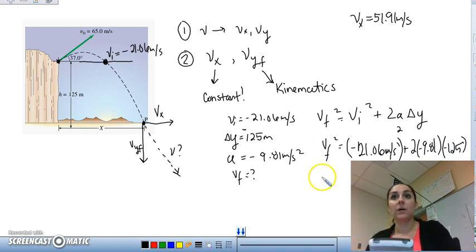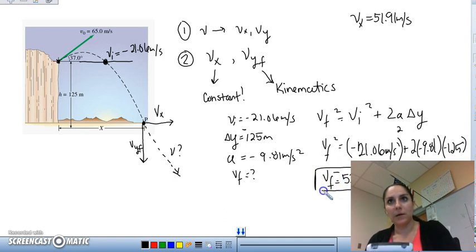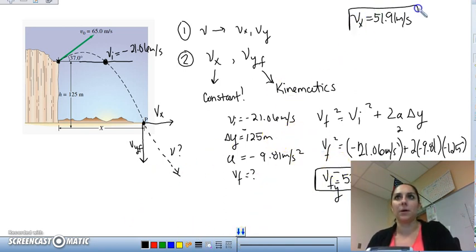Very good. Okay, V final, 53.81 meters per second. Down. Okay, and this is my Y. Alright, we're partially done because now we have an X and Y.